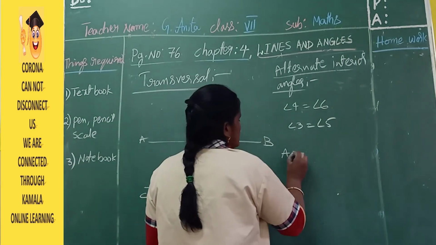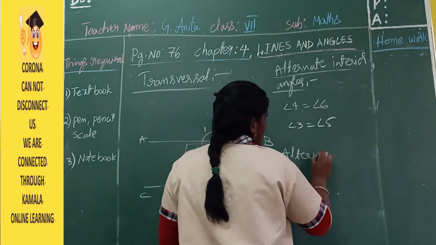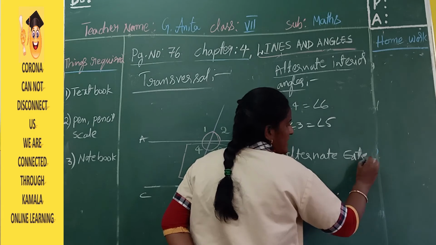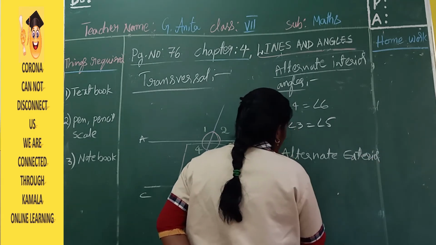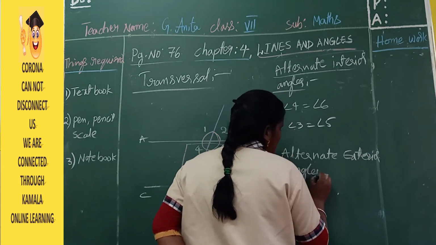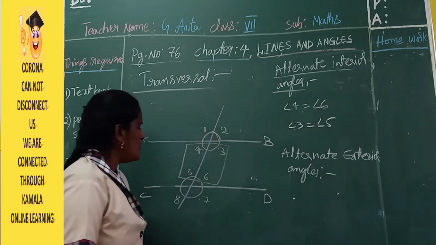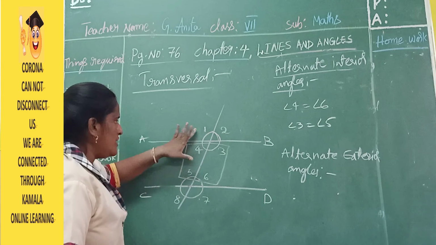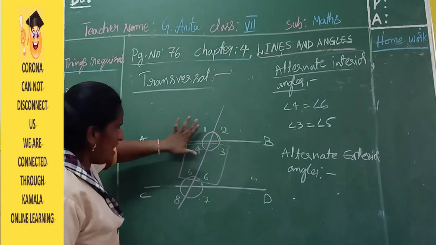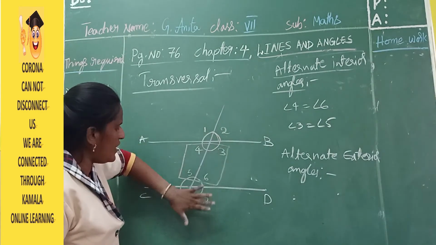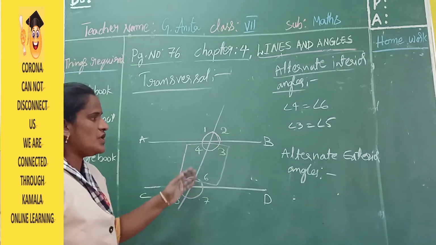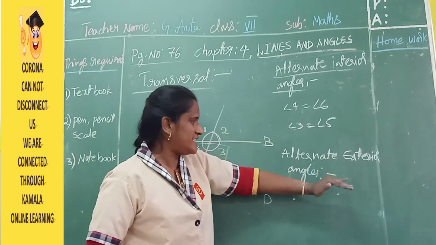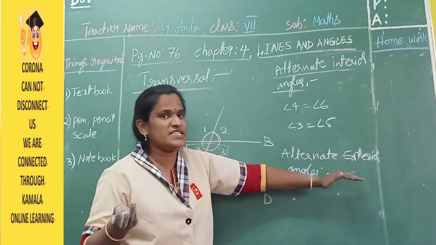Next, observe here which are alternate exterior angles. Exterior means outside. So angle 1, angle 8, angle 2, angle 7. Like this you have to assume. Till here understood, students? Alternate exterior angles I will discuss with you next class.